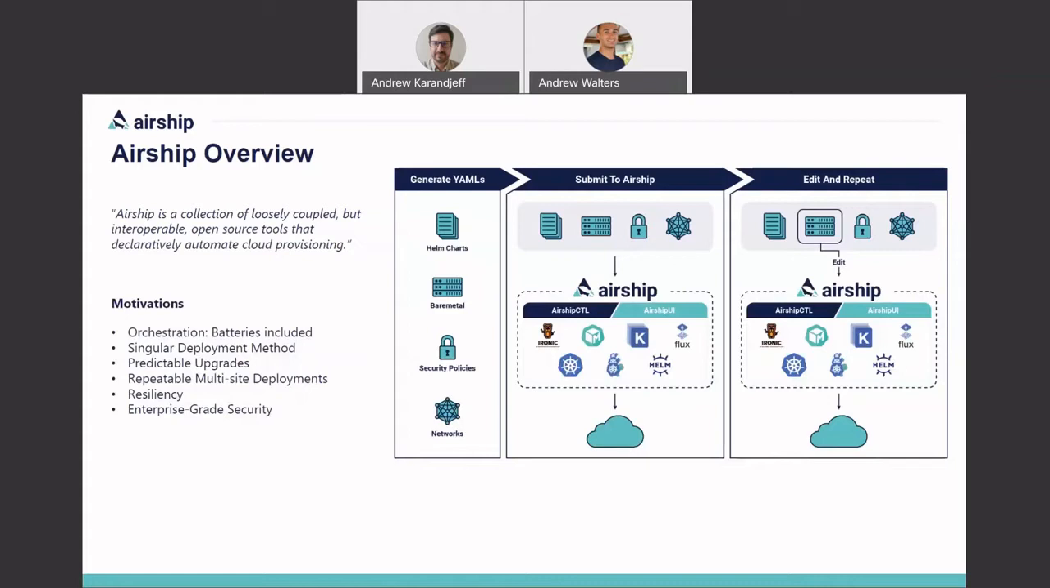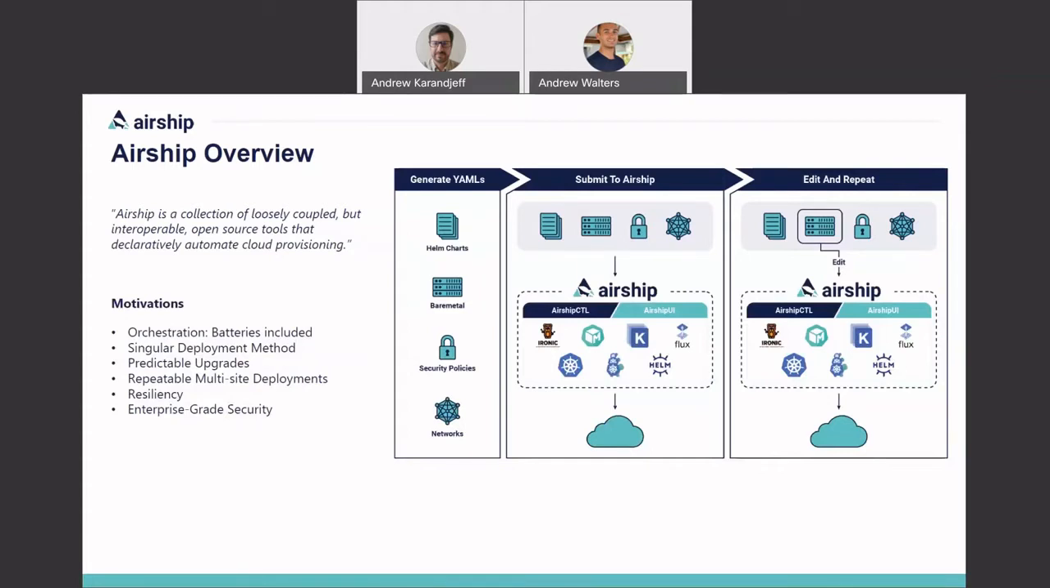What is Airship? Airship is a collection of loosely coupled but interoperable open source tools that declaratively automate cloud provisioning. Airship consumes a collection of YAML documents that define a site and turns them into a functioning cloud. This includes Kubernetes manifests, bare metal provisioning, network definitions, and more.